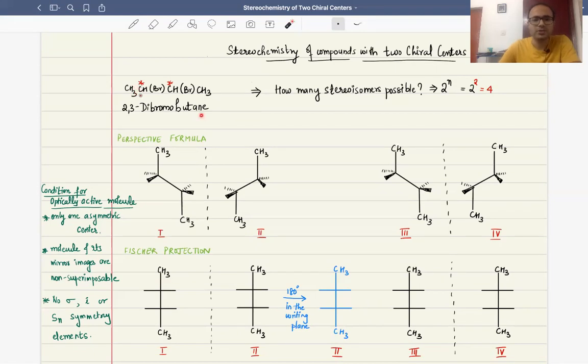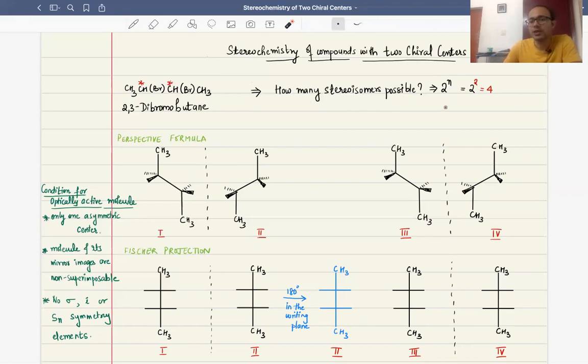2,3-dibromobutane. So when we write the condensed formula, we quickly understand that there are two stereocenters present at position 2 and position 3. Okay. So once we understand there are two stereocenters present in this molecule, we can calculate easily how many stereoisomers we can write for this particular molecule.